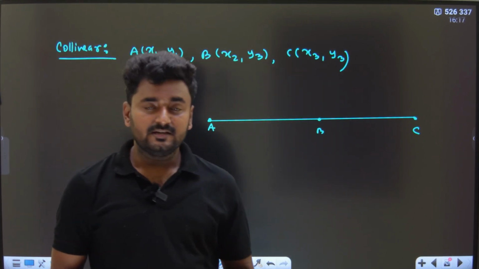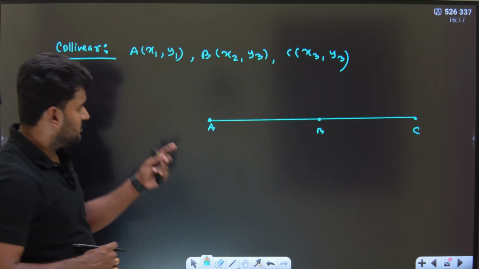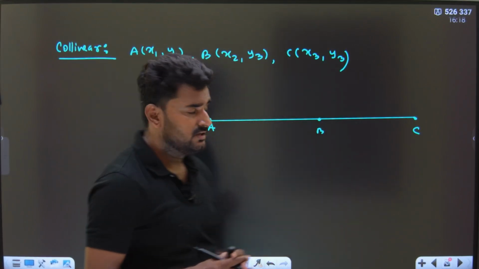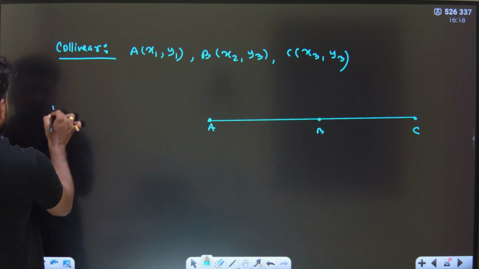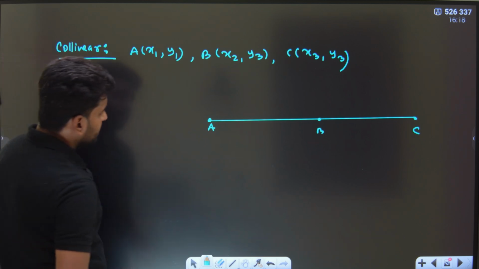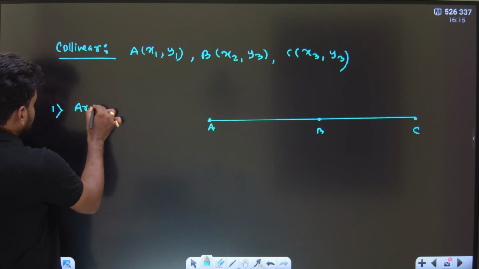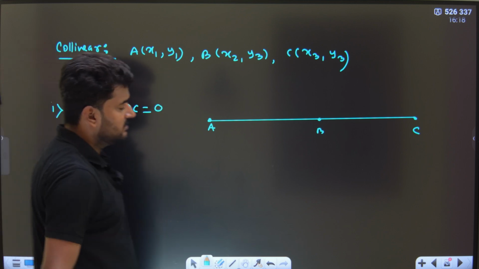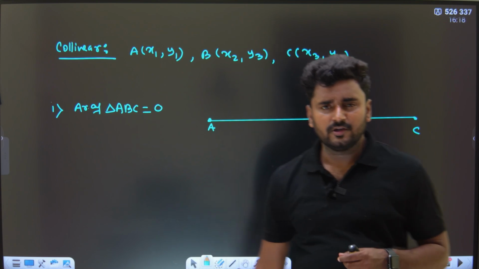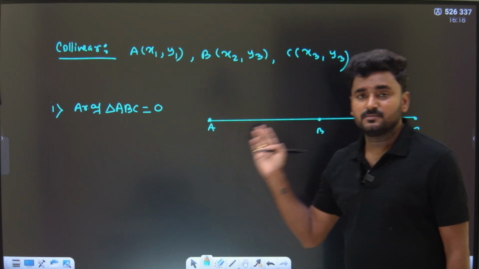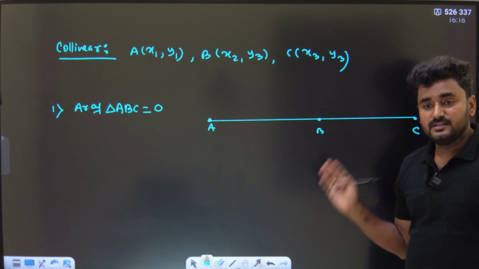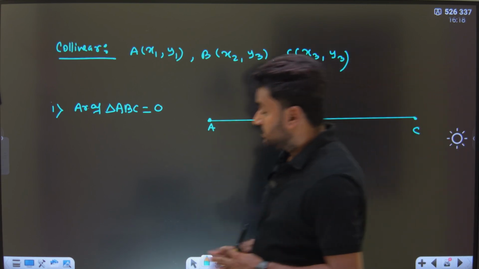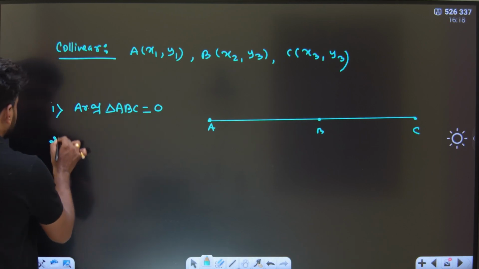Suppose these 3 points are collinear. In that case, we can find 3 conditions for the collinearity of 3 points. The number 1 condition: we can write that the area of triangle ABC will be 0. Why? Because if they are collinear, they are making a line, so in that case the area of the triangle will come 0.